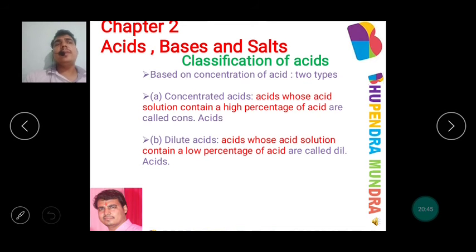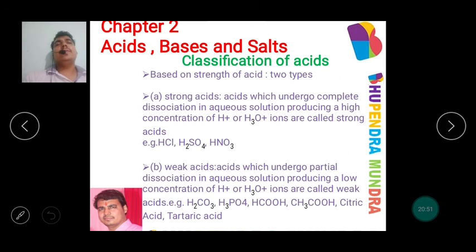Dilute acids are those whose acid solution contains a low percentage of acid. A few examples: HCl, H2SO4 and HNO3 are strong acids, and H2CO3 and some others are here.